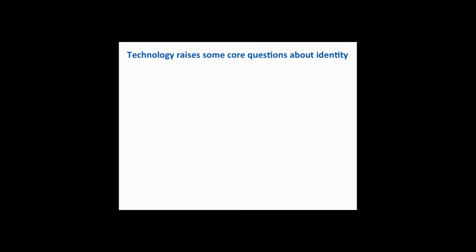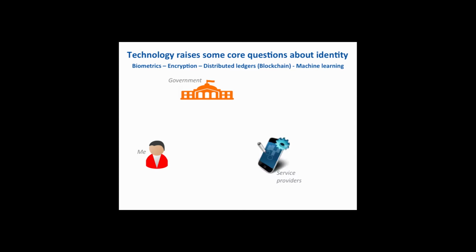Now we're going to talk about how new technologies are raising some very basic questions about identity. These technologies are biometrics, encryption, distributed ledgers or blockchain, machine learning, or algorithmic analysis. Here I have me, my government, and the range of service providers that are interested in knowing who I am or something about me.